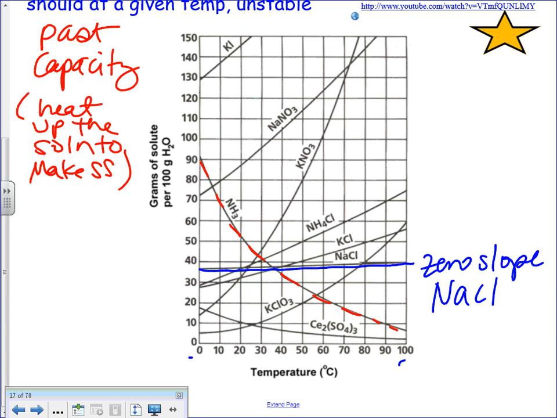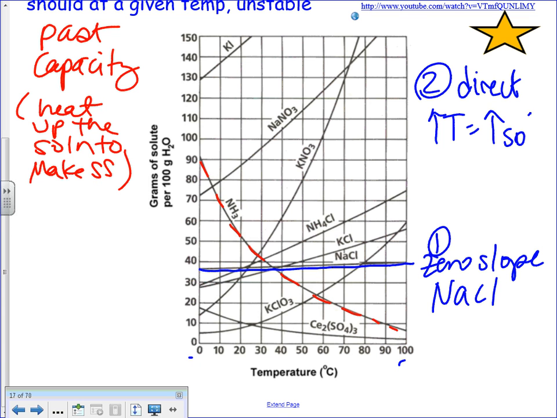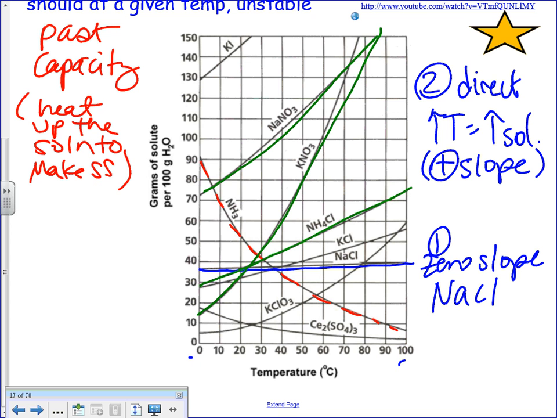For most salts, what's the relationship between temperature and solubility? So this is question 1. Tell me what you mean by that. Right. Increasing temperature increases the solubility. And how do you know that? What do you see here, Caroline? Right. So we have a positive slope going on here. A positive slope shows us that ammonium chloride is going up in solubility with increasing temperatures. Potassium nitrate's increasing in solubility with increasing temperatures. Sodium nitrate's increasing, and you can see that trend across the board.